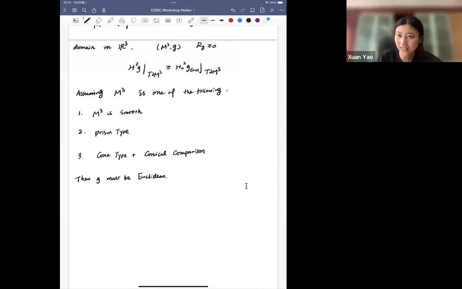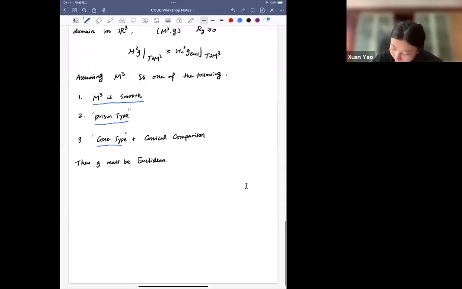Okay, so let me add a few remarks here. So the first thing is that M can be any smooth domain in R3. We do not assume any symmetry on M. The second thing is that when we use the terminology prism type and cone type, it's not exactly the same as Chao Li's definition of the prism type or cone type, because when he defined the cone type and prism type, he actually defined it only for polyhedron. So here we actually generalize this definition a little bit to some domains in R3.